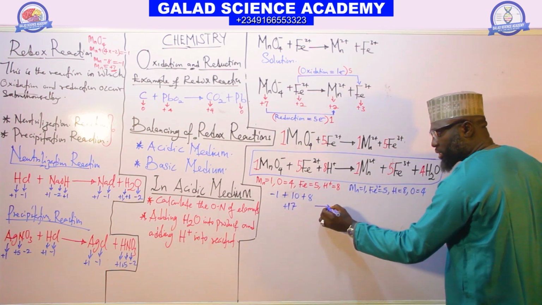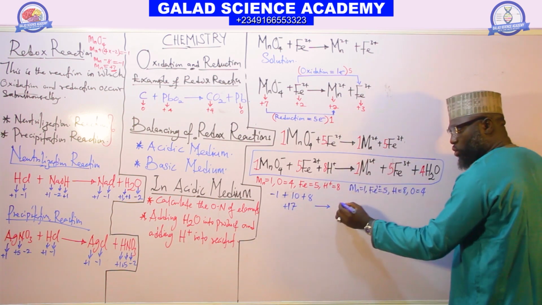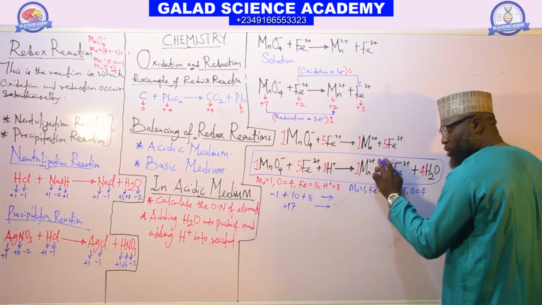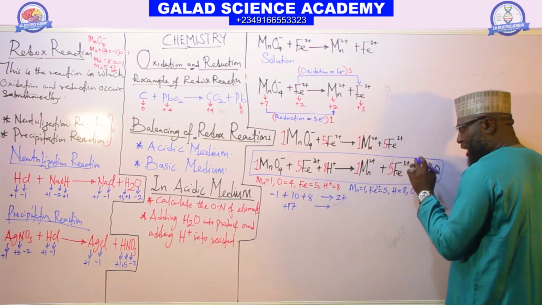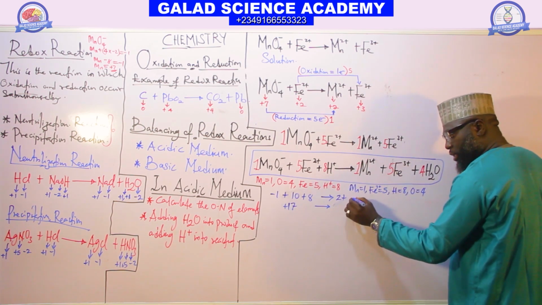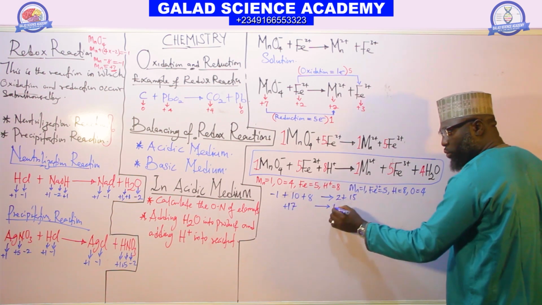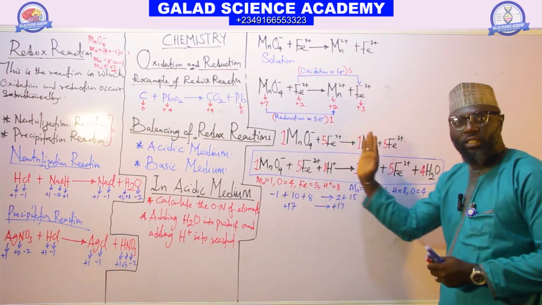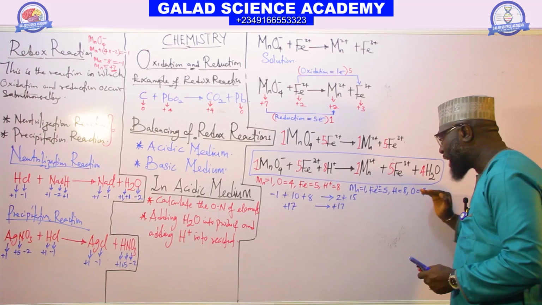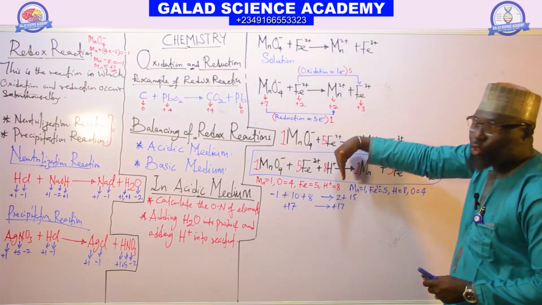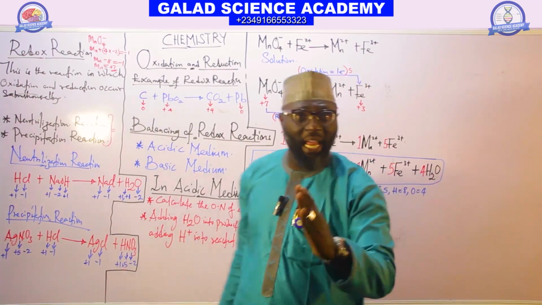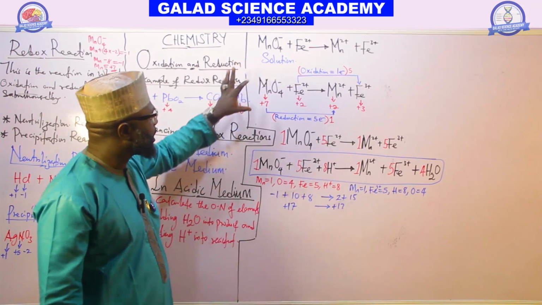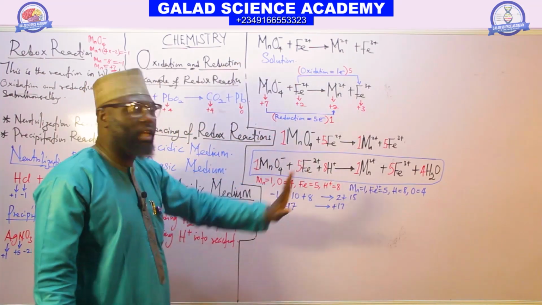Let us look at the product side. We have 1 here, 1 times 2 is 2. We have 1 times 2, 2, plus 5 times this, 15. So 15 plus 2, we have plus 17. So in terms of charge, the charges are balanced on the left and the right. In terms of atoms, it is also balanced. This is the shortest method of balancing in acidic medium. See now, this is the question, and I'm just using 3 lines, 1, 2, 3 to get my final answer.